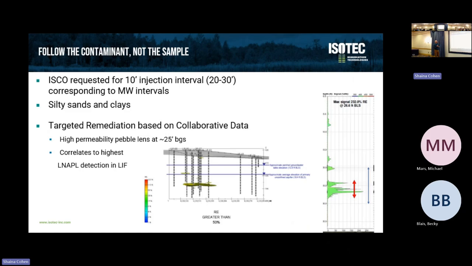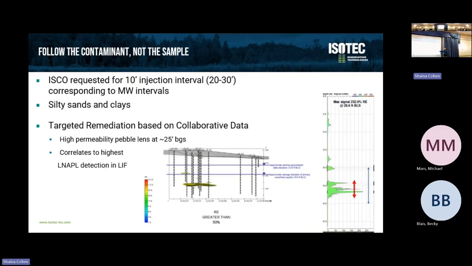And one of the things also to point out, this was primarily silty sand with some clay for geology, but they sent over the laser induced fluorescence. So I'm just going to walk over here for a minute. And the results here, this blue arrow is the 10-foot zone that they asked us to provide a quote for.